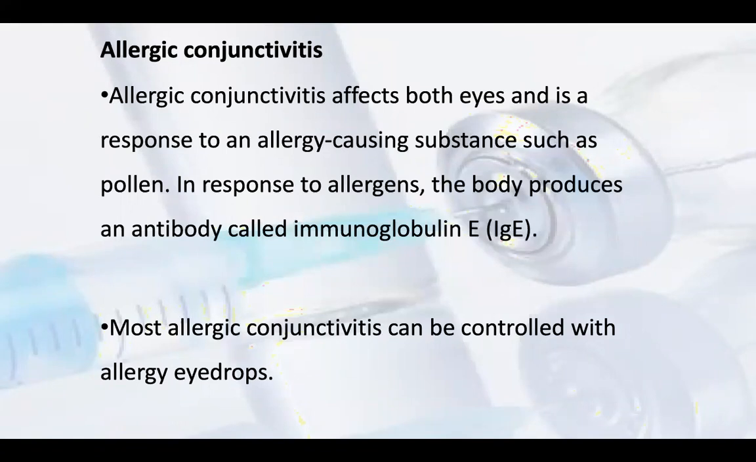Now, allergic conjunctivitis. Allergic conjunctivitis affects both eyes and is a response to allergy-causing substances such as pollen. In response to allergens, the body produces an antibody called IgE, immunoglobulin E. Most allergic conjunctivitis can be controlled with allergy eye drops.